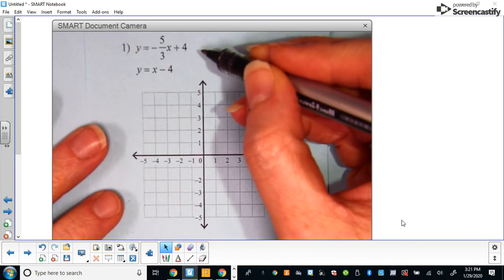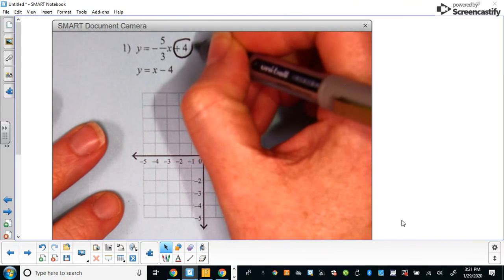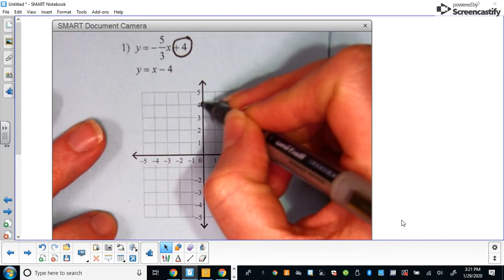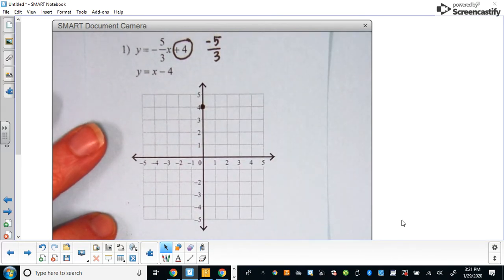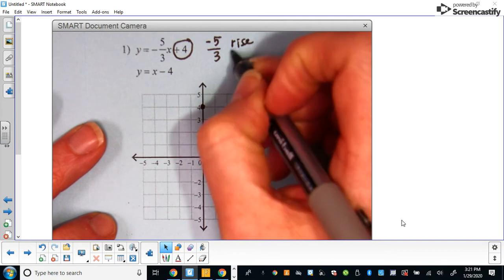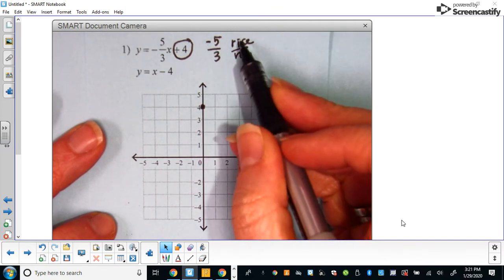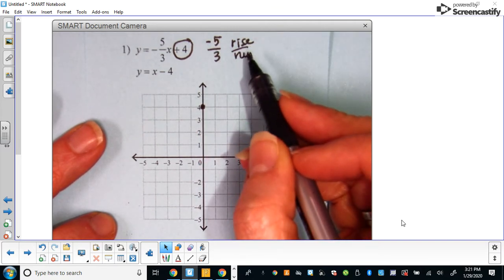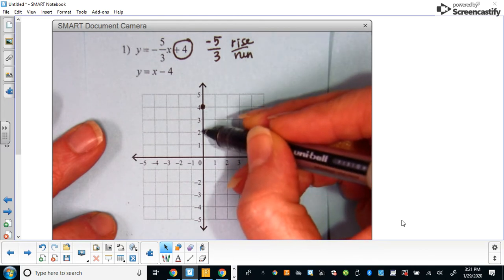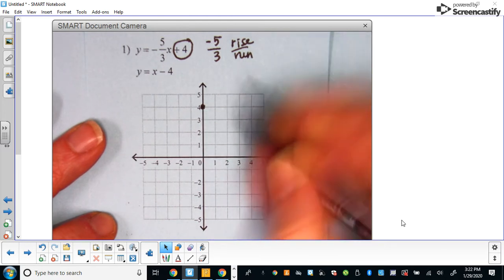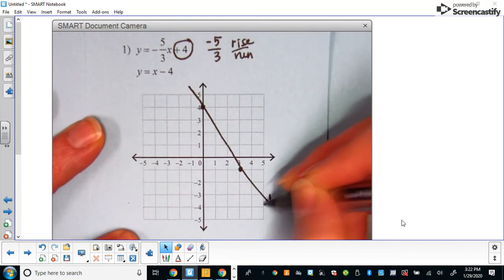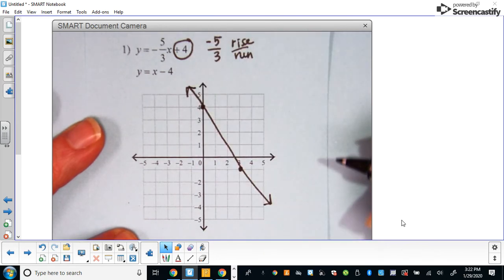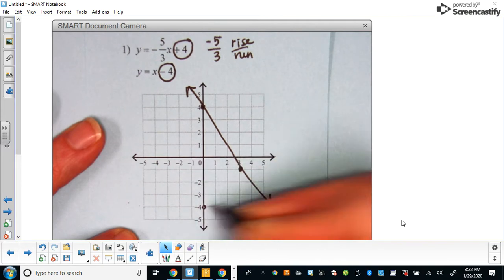The first line, we always start at the y-intercept on the y-axis. We're going to start at 4. And then this -5/3 is your rise over run for your slope. So since it's -5, instead of rising, we're going to go down 5 and then right 3. So down 1, 2, 3, 4, 5, right 1, 2, 3, and connect the dots.